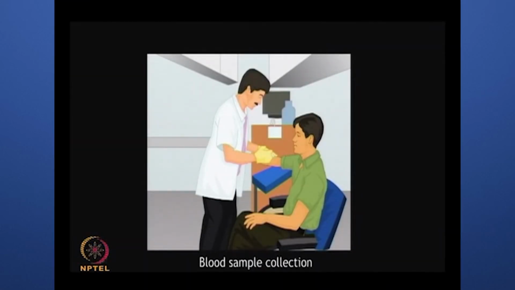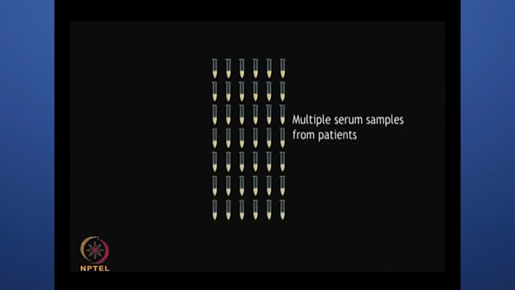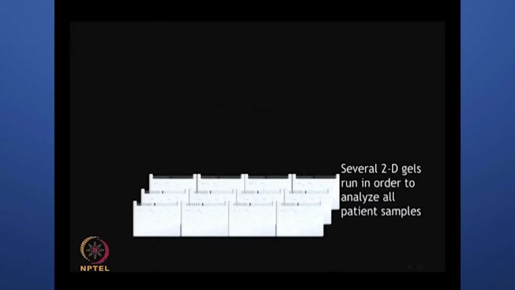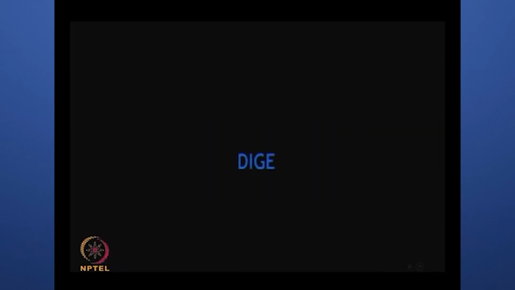So, among 2DE and DIGE, which of these two techniques will be better to separate serum protein samples obtained from a large number of patients in a clinical trial? If you have multiple serum samples from patients, 2-dimensional electrophoresis, although a very useful technique, may not be the best option in this case to analyze serum proteins from a large number of patients.